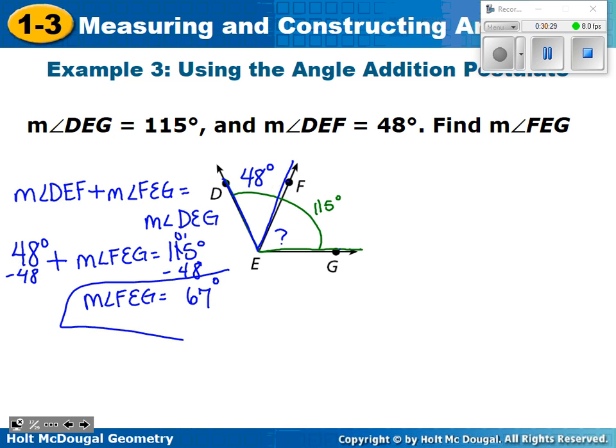So 67 degrees. Also, don't forget, you guys can grab a calculator when you come in first thing in the mornings. Turn your homework in, grab a calculator so that you'll have that at your desk every day.